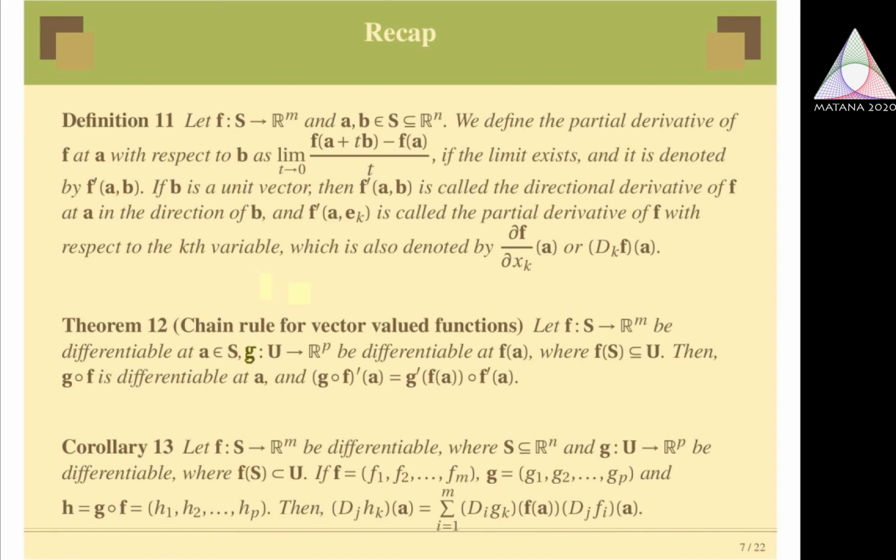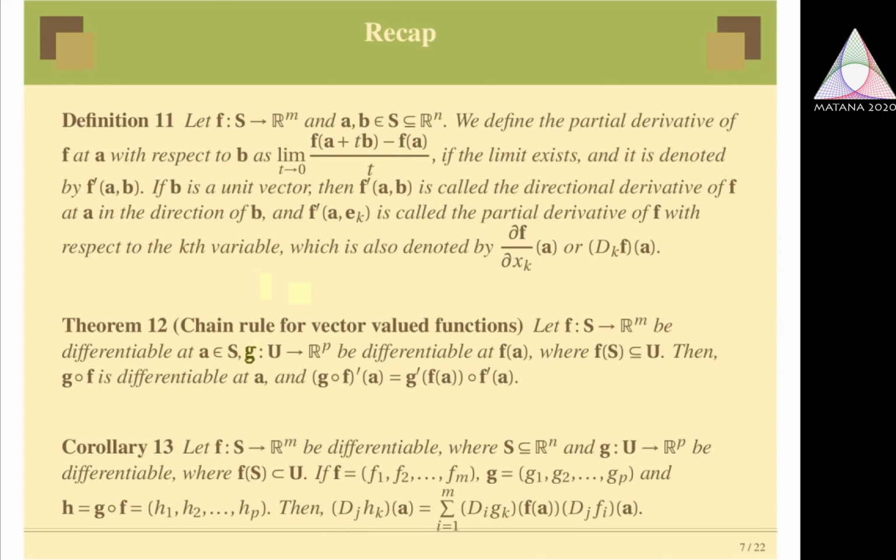Similarly, we can define the directional derivatives and partial derivatives of vector valued functions of several variables, as in the case of scalar valued functions of several variables. The chain rule for vector valued functions says that if f and g are differentiable vector valued functions of several variables such that g composition f is defined, then g composition f is also differentiable and (g∘f)' at A is given by g'(f(A)) composition f'(A). Here we observe that g'(f(A)) and f'(A) are linear transformations.